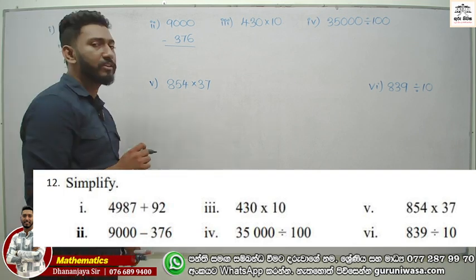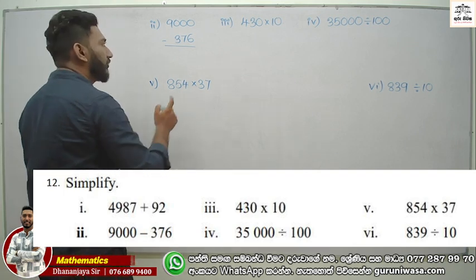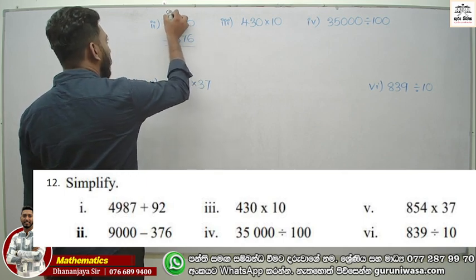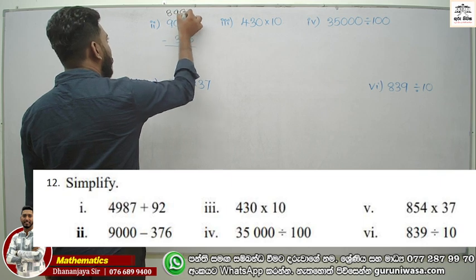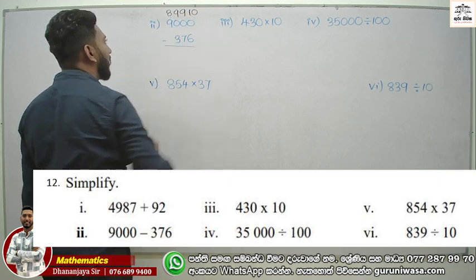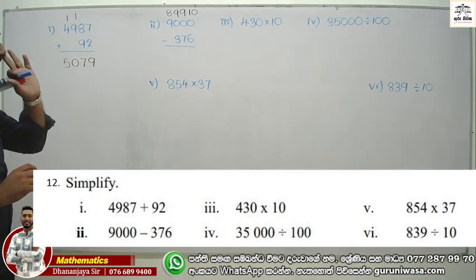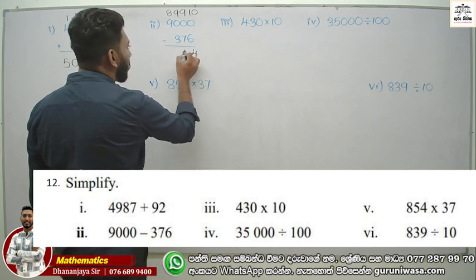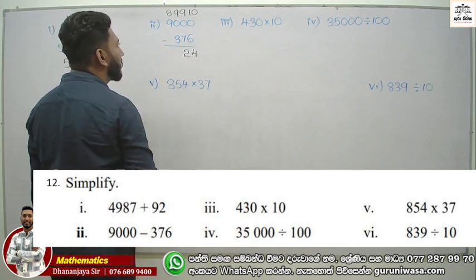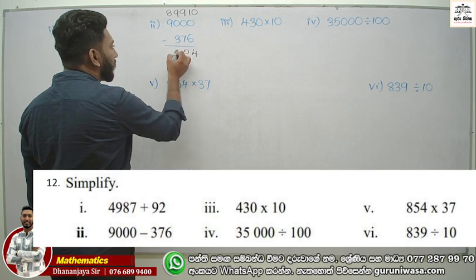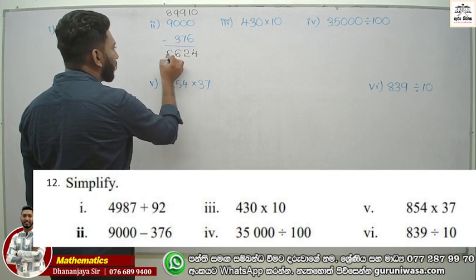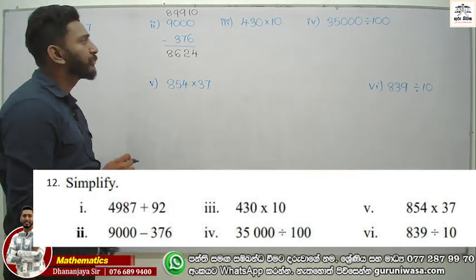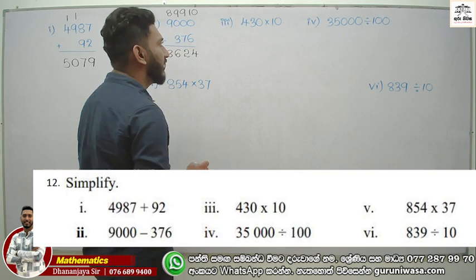This is relevant to subtraction. Now we cannot subtract 6 from the 0. We need to borrow 1 from here. Now 0 becomes 9, and the last 0 becomes 10. And you know the rules, right? Now 6 from 10 is 4. 7 from 9 is 2. 3 from 9 is 6. And here it is 8624.